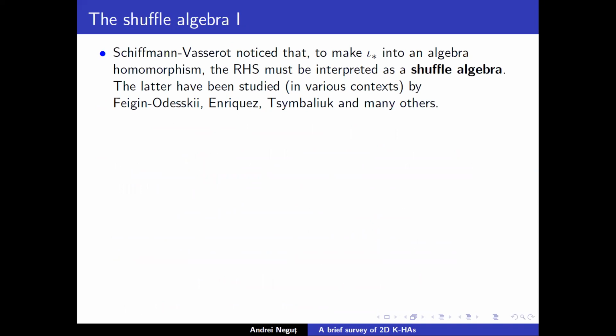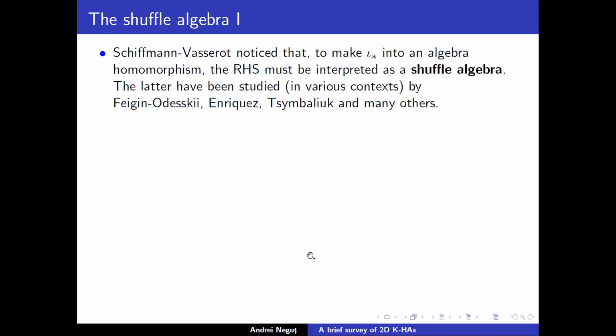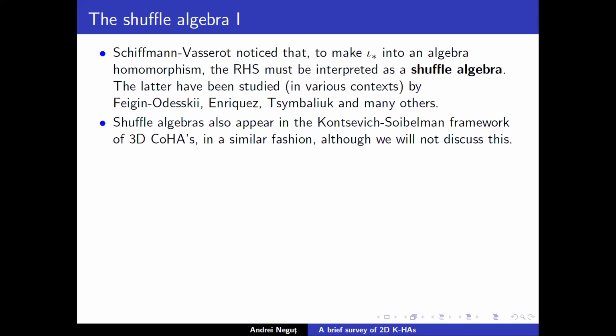Now, shuffle algebras had been studied before in various contexts. I mean, it's a classical object. It goes back many decades, but in the theory of quantum groups, I would say it has been first studied by Feigin-Odesskii and then studied by Enriquez, Hutchinson-Baliuk, and many other people have studied shuffle algebras in various contexts. But in the context of two-dimensional COHAs and KHAs, the question is how to make this field of rational functions into an algebra so as to match the K-theoretic Hall algebra.